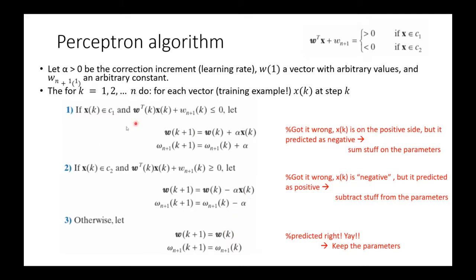So it goes through your example base. In this case, it got it wrong. Your example xk is on the positive side, but it predicted negative. Then it sums stuff on the parameters; it updates the parameters by summing. It got it wrong on the other side: your example should give you a negative value, but it predicted positive. So I should subtract something from the parameters. And when it predicted right, just keep the parameters.